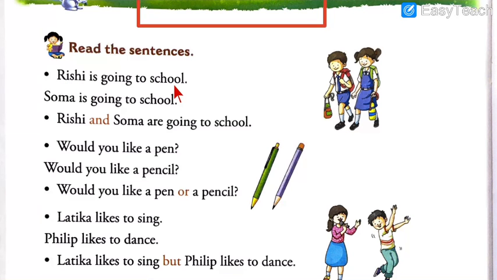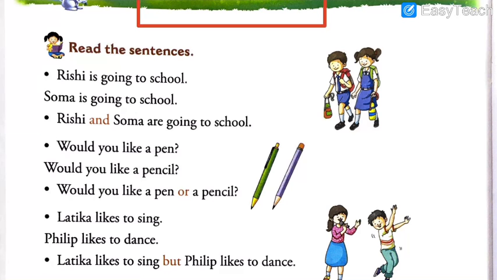Rishi is going to school, full stop. Soma is going to school, full stop. Two sentences are there, and they have the same idea. Both are going to school. Both brother and sister are going to school. Instead of writing different sentences for the brother and the sister, can we not write both the names in the same sentence? Yes, we can, because both of the sentences are sharing the same idea.